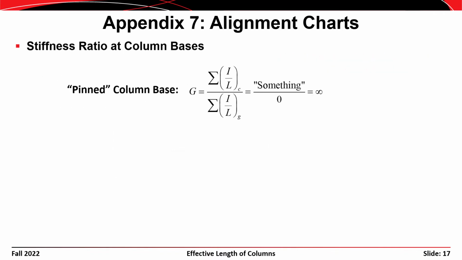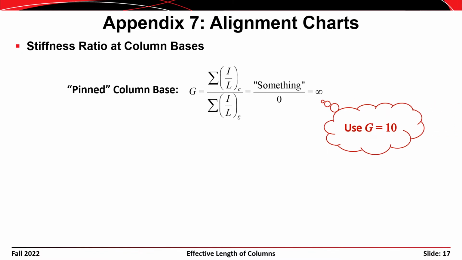In cases where the base of a column frames into the foundation, we have to consider the rotational restraint that the foundation imparts on the column. The stiffness of the foundation takes the place of the stiffness of the girders that would be framing in. So in the case of a pinned base plate, where there is no rotational restraint provided, we would use a value of 0 in the denominator, and you are left with some non-zero stiffness in the numerator divided by 0 stiffness in the denominator, which would give you a result of G equals infinity.